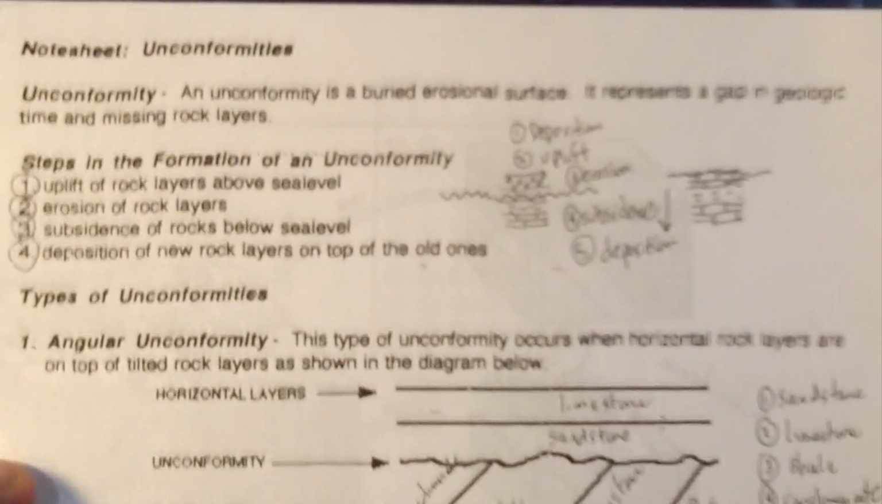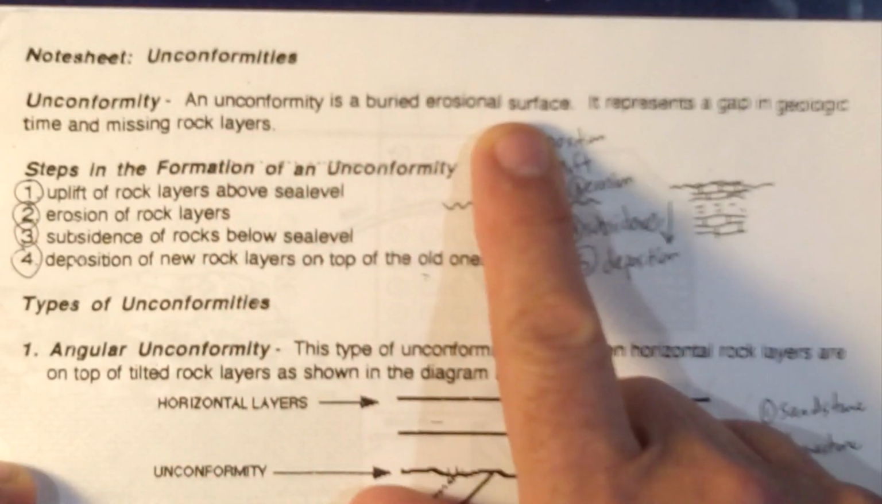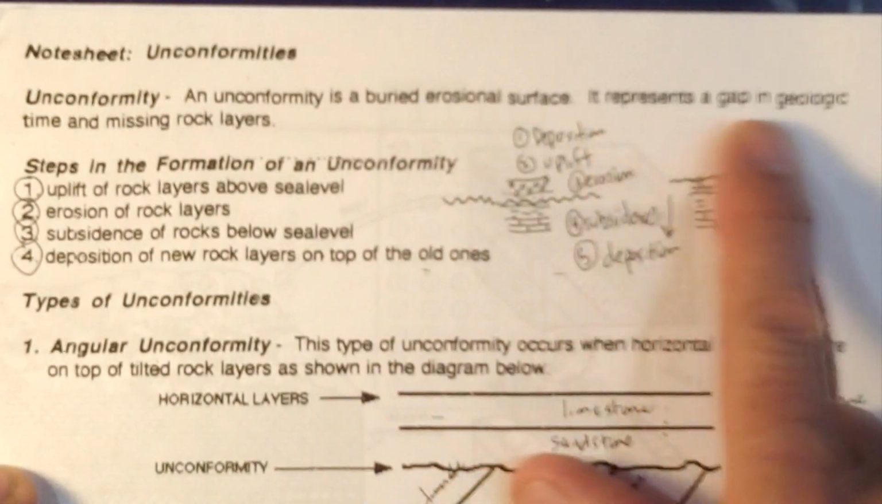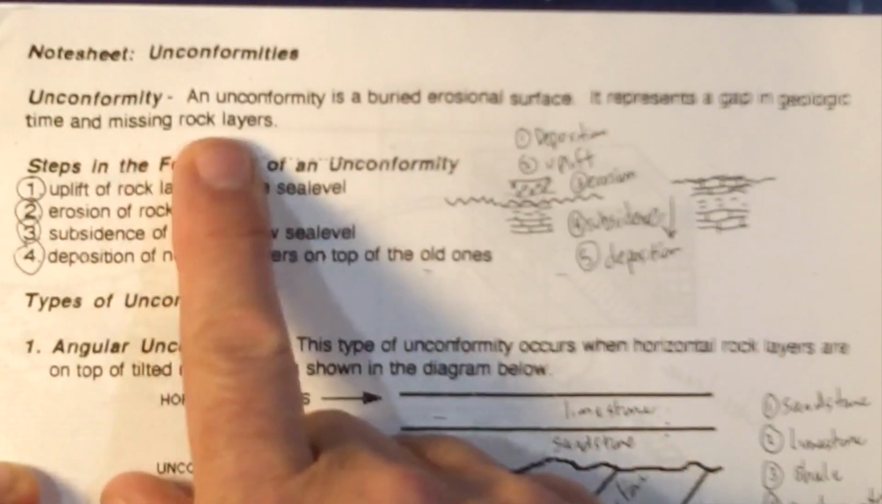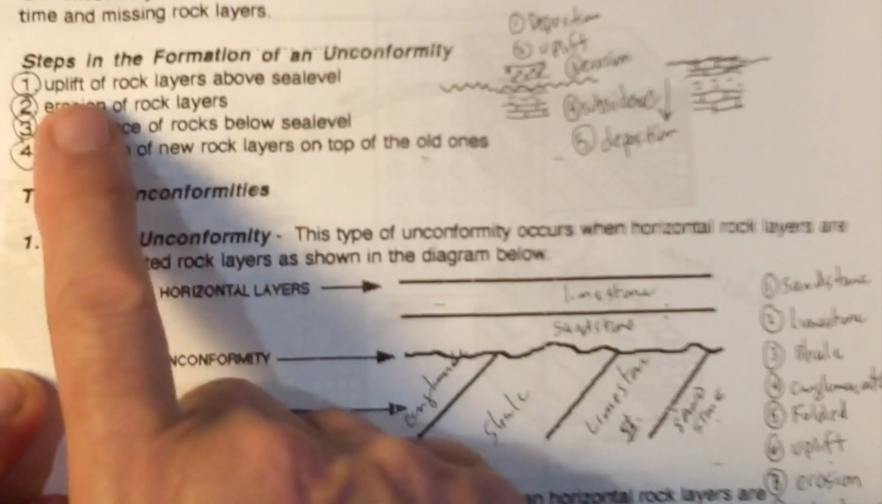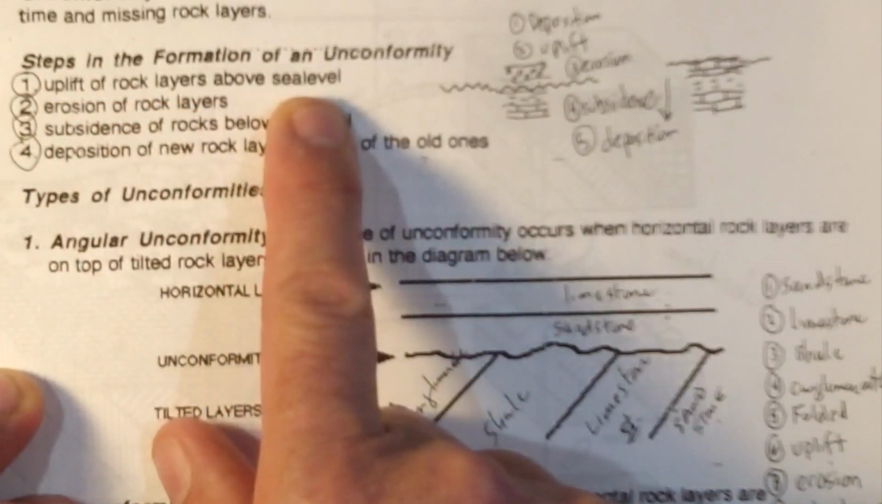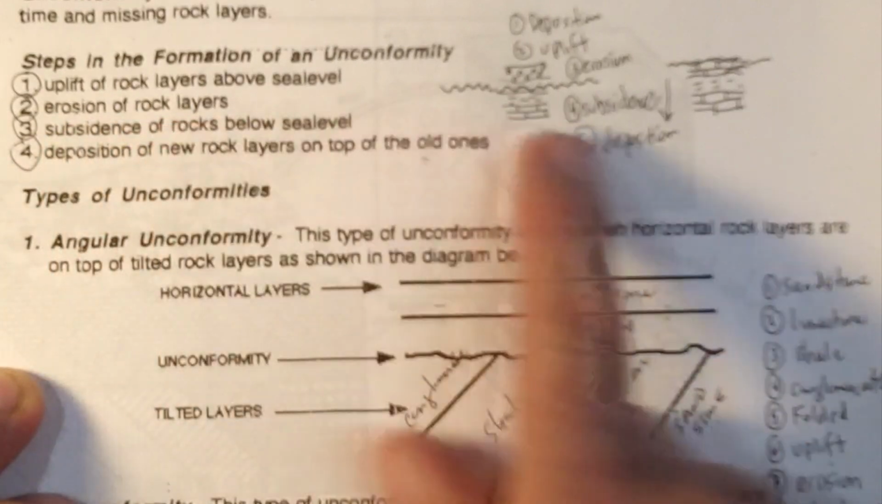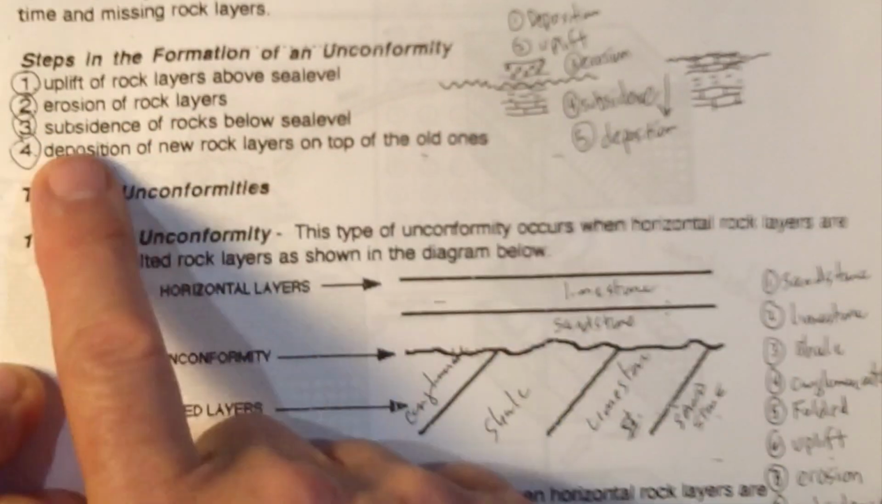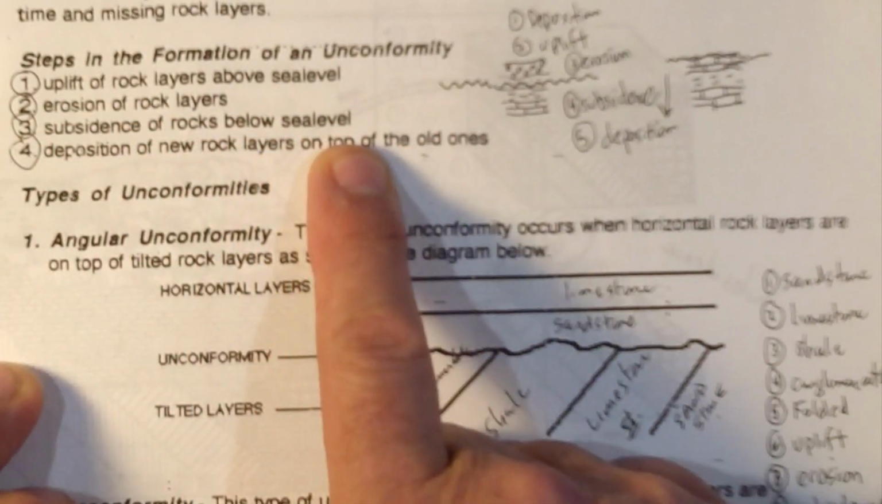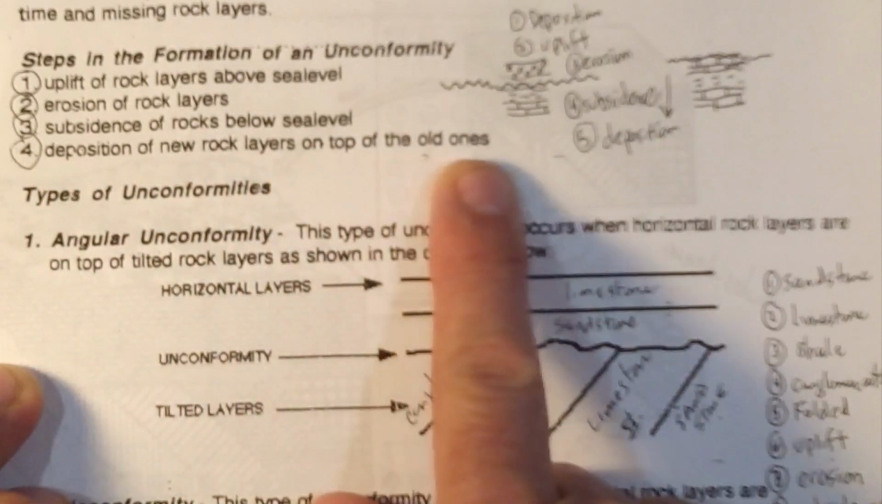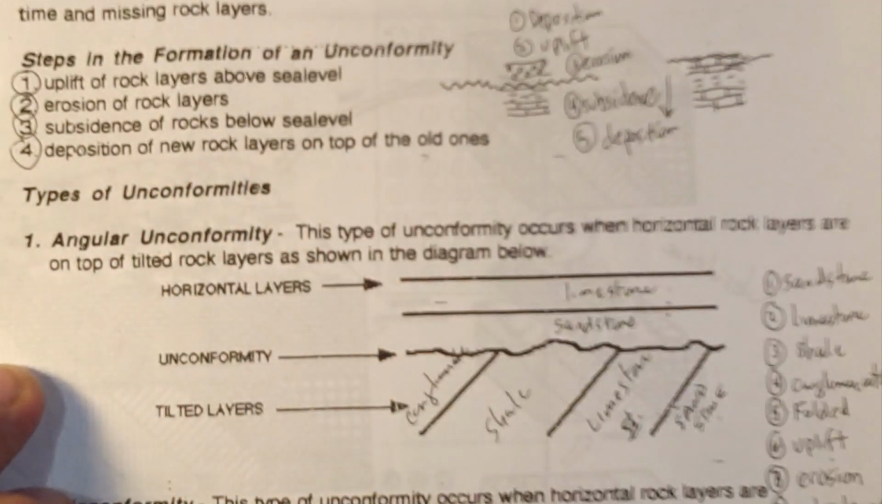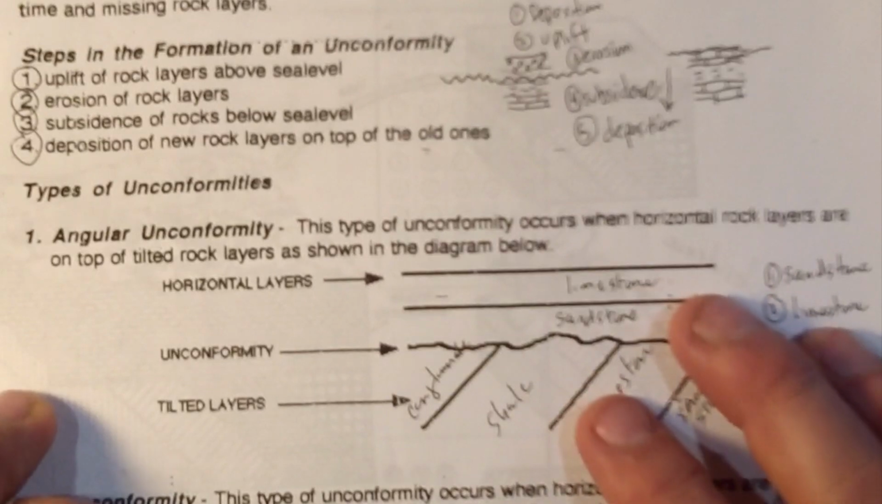This next sheet for you to look at is called Note Sheet Unconformities, and it works like this. An unconformity is a buried erosional surface. It represents a gap in the geological time and missing rock layers. The steps for it to happen: the uplift of rock layers above sea level must happen. Some erosion of the rock layers must happen too. We get subsidence of rocks below sea level, and then the deposition of new rock layers on top of the old ones. Now, there are different types of unconformities.